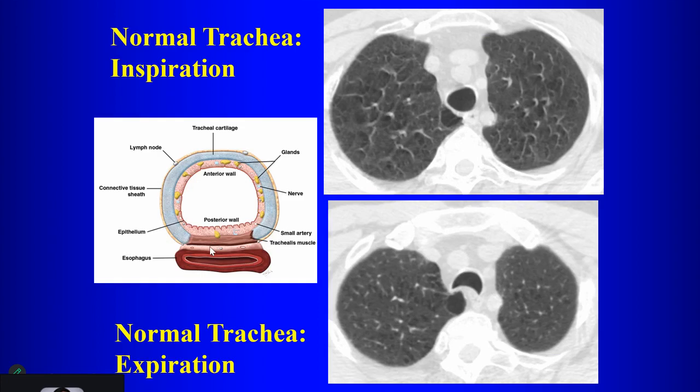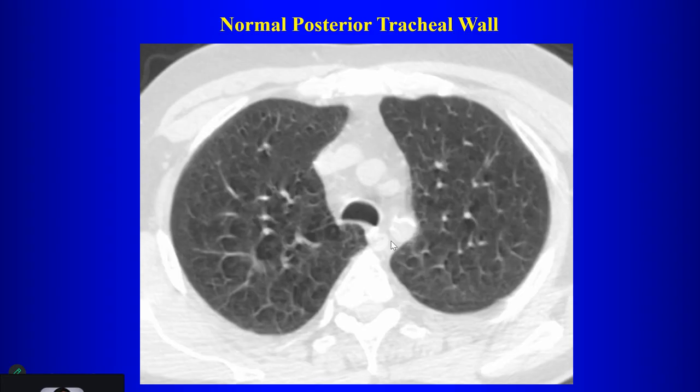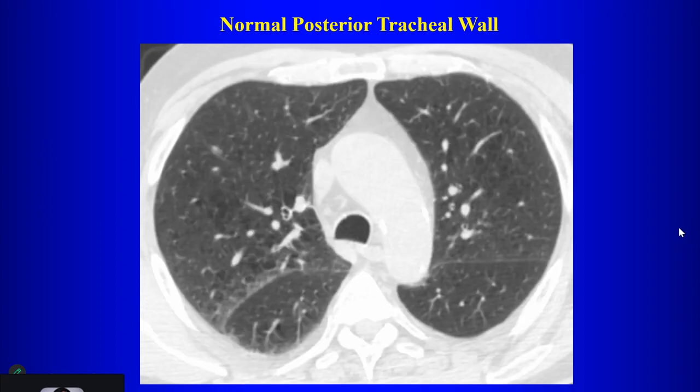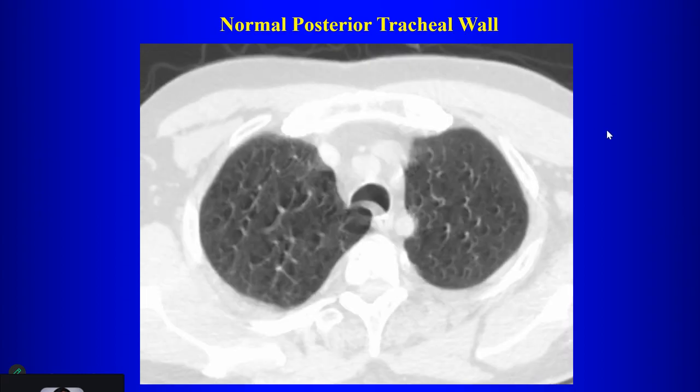So that's tracheal malacia. In the normal trachea on expiration, you'll get inward bowing of the posterior membrane, as you see there, okay? That's how you can recognize expiratory images. You get that inward bowing. It's usually less than 50% of the cross-sectional area. And this is a normal patient who's breathing during the scan. You can see the posterior wall. See how it goes in like that, right? So that's normal in expiration.